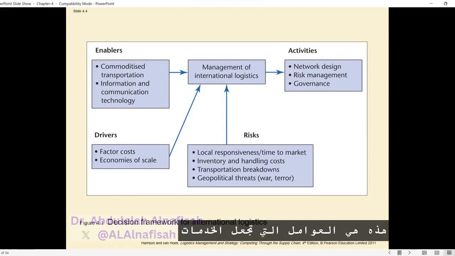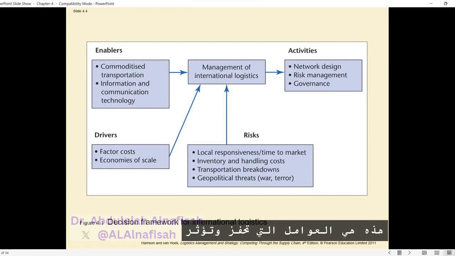Enablers. These are the factors that make international logistics possible and efficient. They include commoditized transportation, which means standardized and low-cost modes of transport, and information and communication technology, which means advanced and reliable systems for data exchange and coordination.